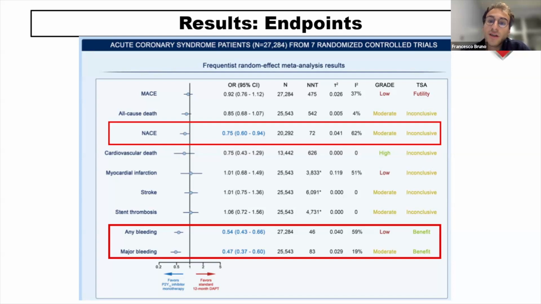As we can see, and we will talk about it in a little bit, there was a high heterogeneity in the NACE endpoint and also in the any bleeding endpoint. So if we can go to the next one.